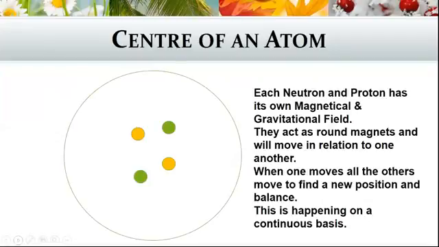As an example, if we have the center of an atom, the protons and neutrons, each proton and neutron has its own magnetical gravitational field, and they act as round magnets and will move in relation to one another. So if you move one, the other one moves to find a position because of the mag-grav strength of each of those four. And each one is in continuous motion all the time.